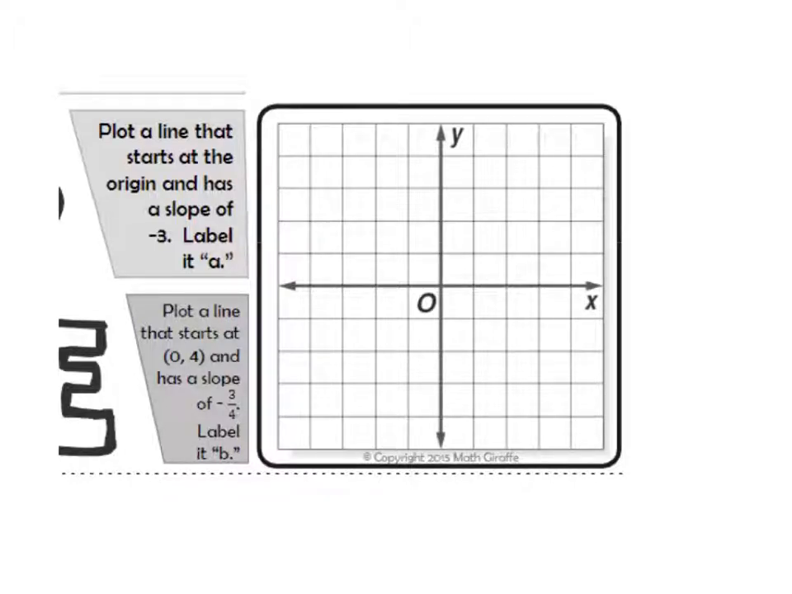Alright, down at the bottom right corner of your notes, it says to plot a line that starts at the origin and has a slope of -3. So the origin is 0, 0 in the middle. If we want a slope of -3, that would really be -3 over 1. Rise over run. So we would rise -3, that would be down 1, 2, 3, and run 1 to the right. Okay, and they said to label this line, line A.